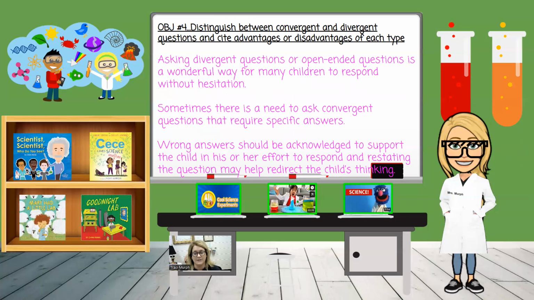Asking divergent questions or open ended questions is a wonderful way for many children to respond without hesitation. Most everyone has an opinion when they are asked, what do you like about something? Sometimes we need to ask convergent questions that require specific answers. Frequently, children's responses are incorrect. Wrong answers should be acknowledged to support the child in his or her effort to respond, and sometimes restating the question may help redirect the child's thinking.